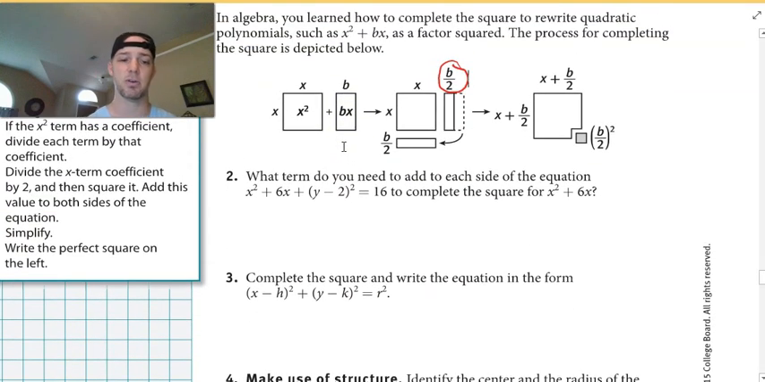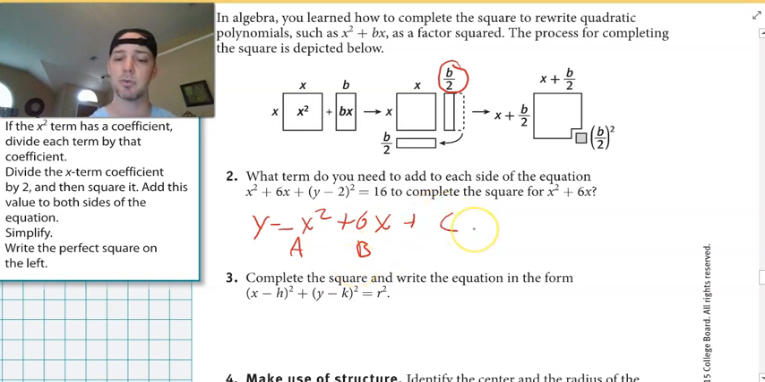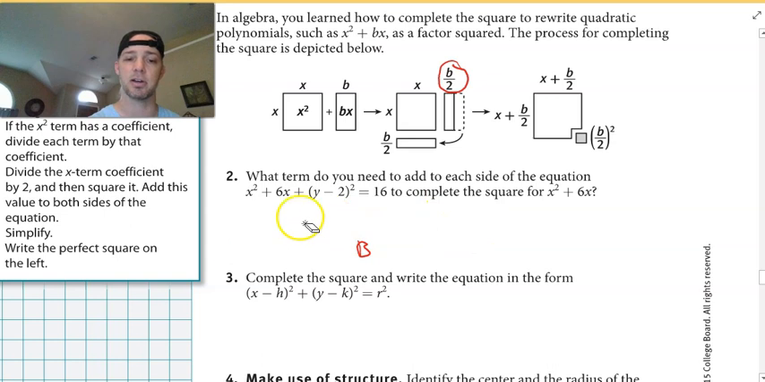So if I look at question 2, it says, what term do we need to add to each side of the equation to complete the square for x squared plus 6x? Notice, if this was a quadratic equation, the coefficient in front of x squared would be a, the coefficient in front of x to the first power would be b, and the constant at the end would be c. So I can just look at the term here and know that's going to be representing b. So b would be 6, a would be 1. To complete the square, I just need to take half of the b term and square it. So half of 6 is 3. 3 squared would be 9.